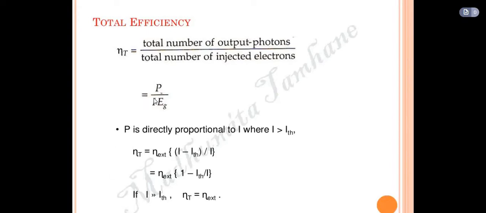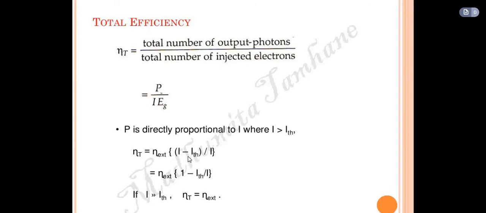Next, we know the formula of total photons: P by I, the injection part, Eg. This is total, right? P is directly proportional to I, the current, where I is always greater than the threshold current. If you replace this in the above part, we can write eta of t equals eta of external into I minus ith, which is the total output, divided by the injected, that is I. If you divide by I, I gets cancelled, and it becomes 1 minus ith by I, which is the factor. I is nothing but the total number of injected electrons.